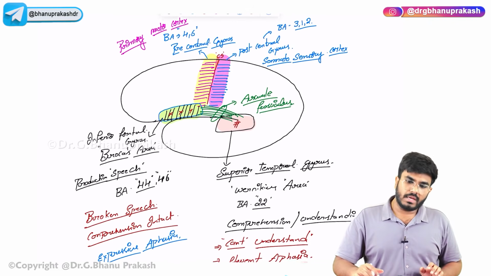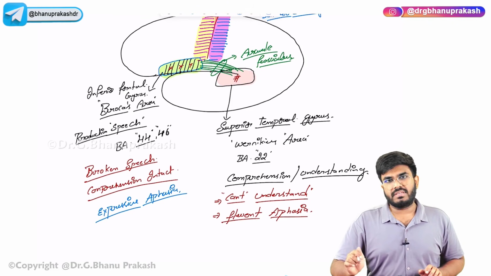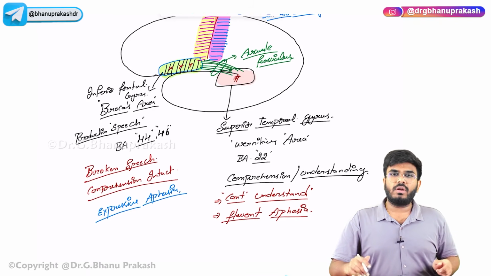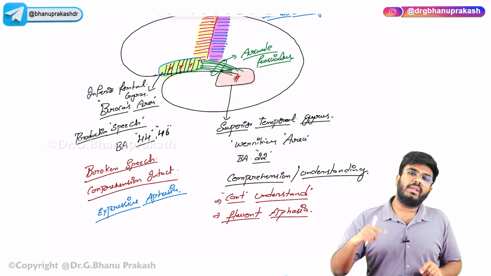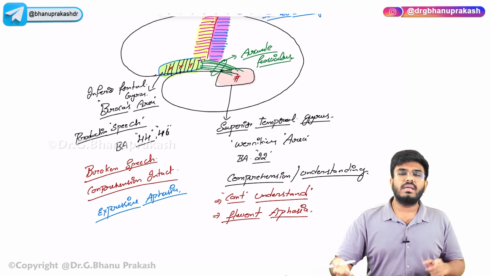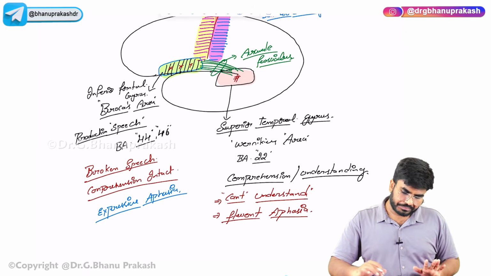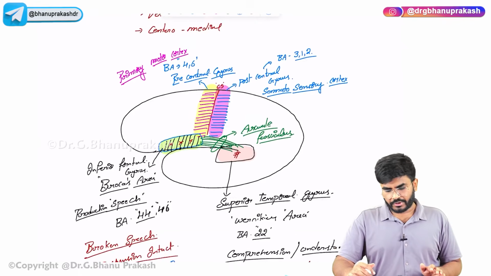Broken speech, Broca's area, and fluent aphasia is Wernicke's aphasia. Okay, Brodmann's area number 44, and this is 22. That is inferior frontal cortex, and this is superior temporal cortex, superior temporal gyrus, and that is inferior frontal gyrus. Okay, these are some important points which I want you to know.